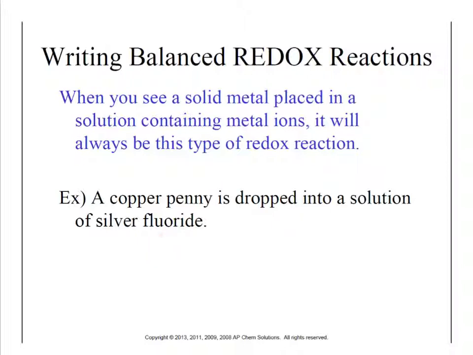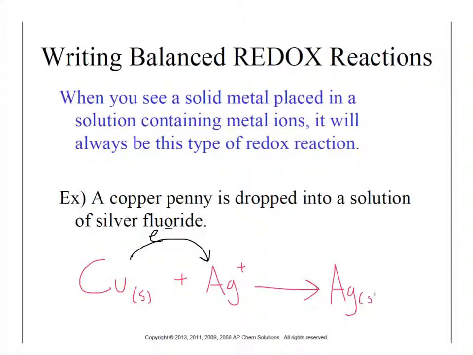So a solid copper penny, solid copper means that it has no charge, so it's just a straight up solid metal, is placed in a solution containing silver fluoride. And fluoride is going to be a spectator ion. So we're just going to have silver, which is Ag+. And when this reaction occurs, we can assume, since it's a spontaneous redox reaction, that electrons are going to be given to the silver in order to form silver solid and copper ions.